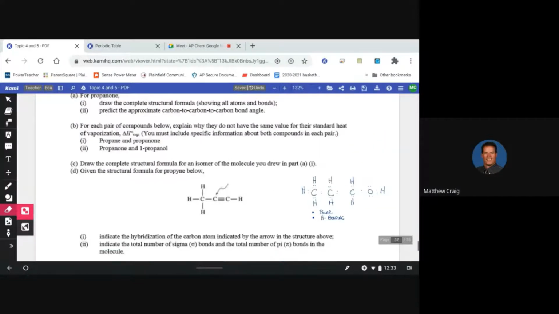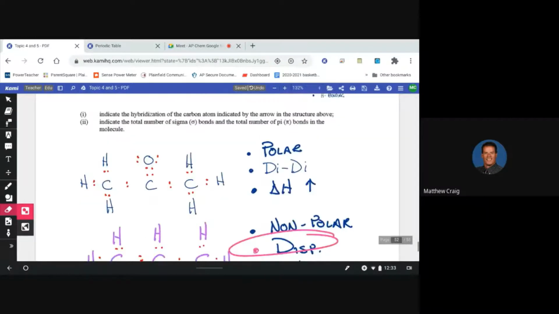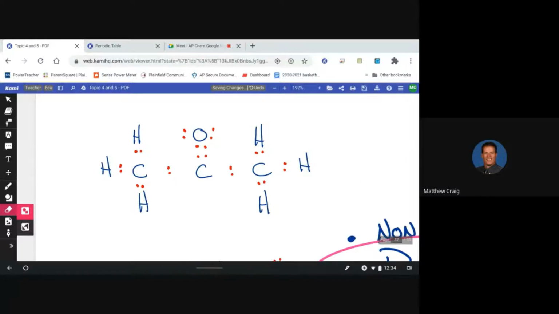All right. Letter C. Draw the complete structural formula for an isomer of the molecule you drew in A-I. Oh, this is a great time to talk about isomers. Does anybody know what an isomer is? Yes or no? Do you know what an isomer is? Okay. So an isomer is a different structural setup with the same chemical formula.